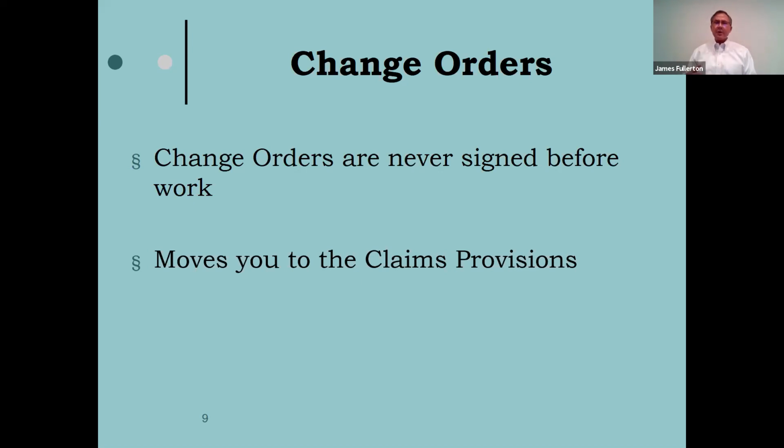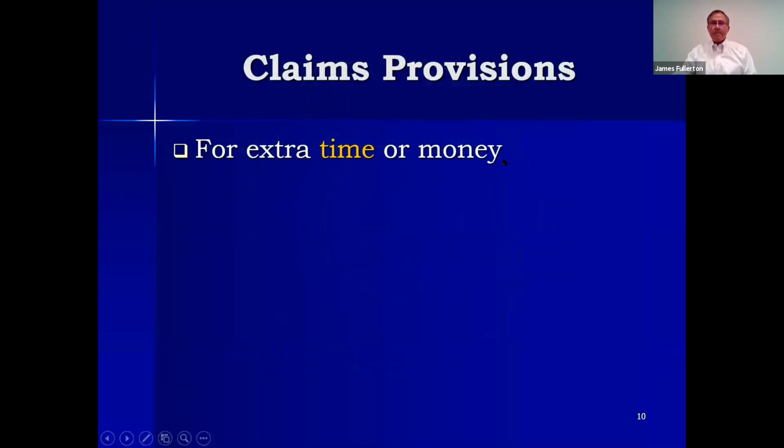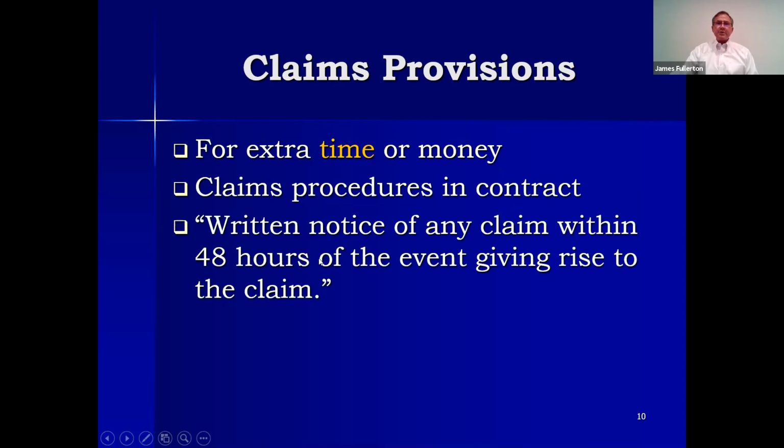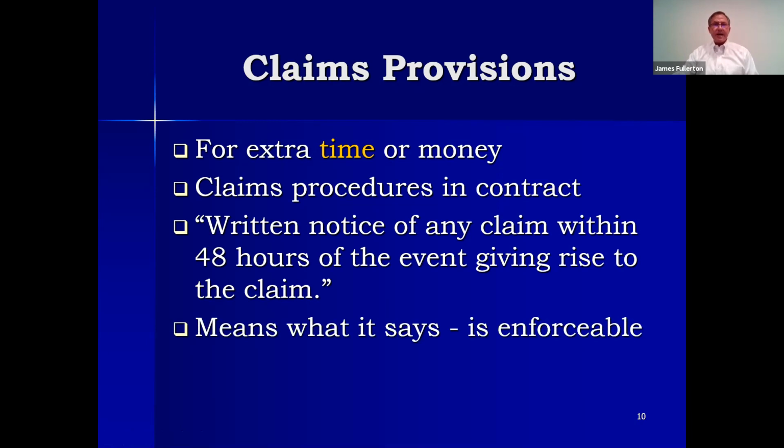So become familiar with what claims provisions usually say and just comply with those notice requirements, whether they're actually in the contract or not. I think a PCO, a proposed change order, is adequate notice. I think that's a good form to put it in because it's a good checklist. It makes it very clear you're making a claim. Again, you want to make sure that you include the time component and the money. The claims procedures in the contract will say something like, you will give written notice of any claim within 48 hours of the event giving rise to the claim. That means what it says.